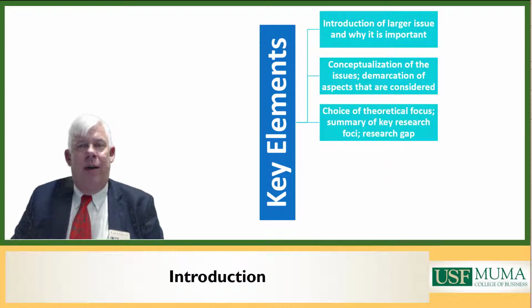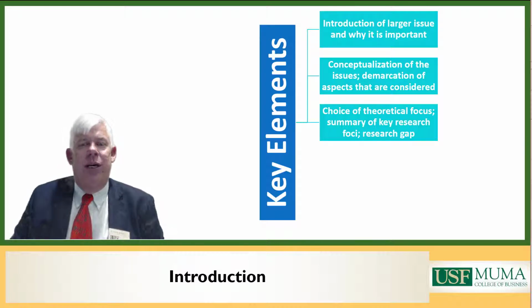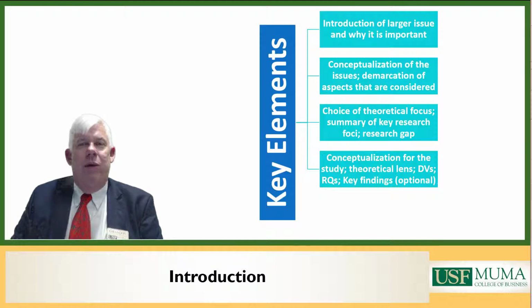We want to identify the theoretical focus that we're taking. This is particularly important in your standard empirical research paper, where we're actually doing empirical research that relates to theory. And we want to identify the fact that the research that we are doing fills a gap in existing research. We want to provide a kind of conceptual view of the study. We might talk about the dependent variables that we're looking at, why they're important. We may choose to summarize key findings.